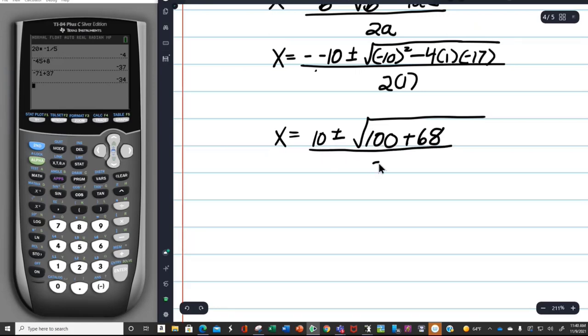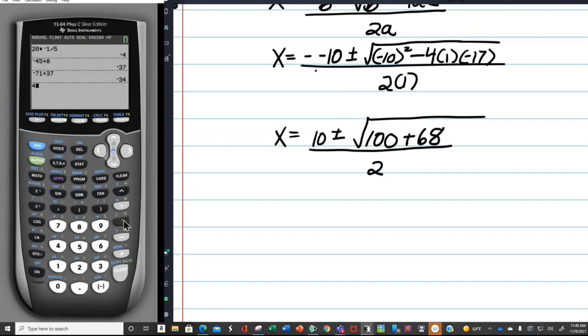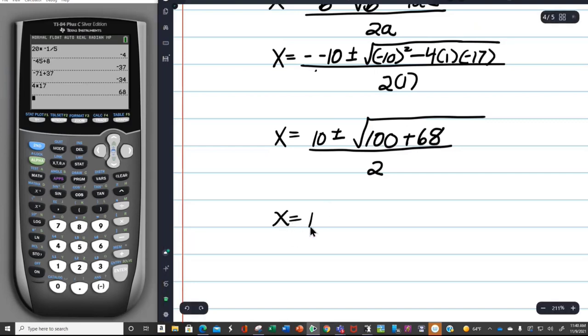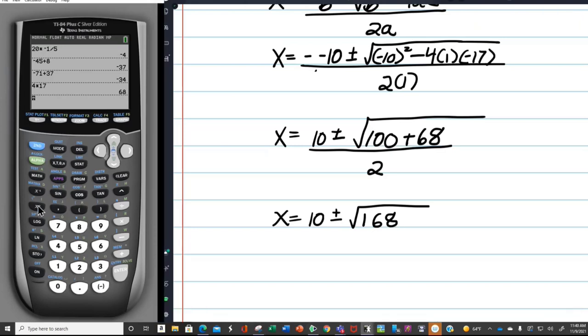All over 2. I just want to make sure I'm right on that. So 4 times 17. Yes, okay. Now, well, that'll be 168, so x equals 10 plus or minus the square root of 168. Now, I am pretty sure that this is not a perfect square, but let's check. 168, enter. Nope, see those decimals? 168 is not a perfect square.